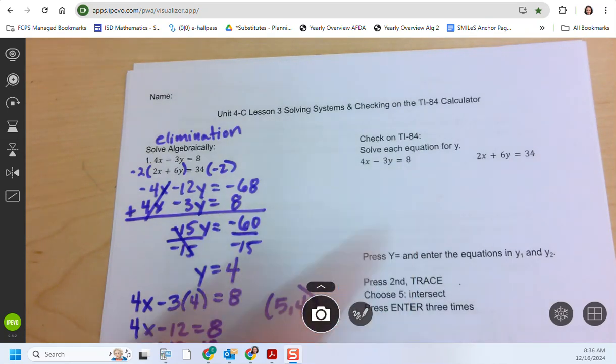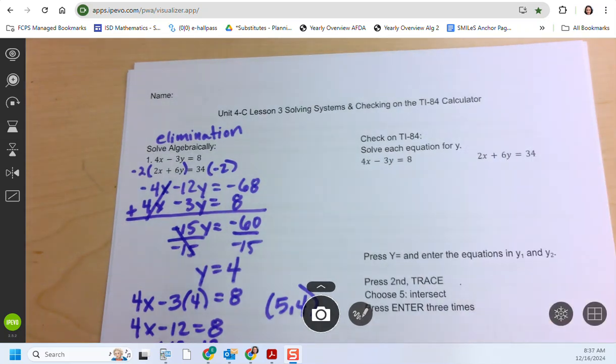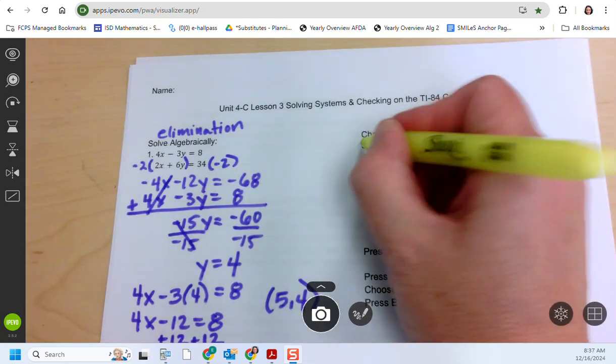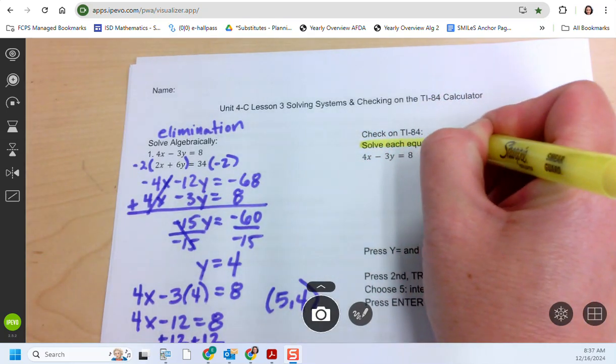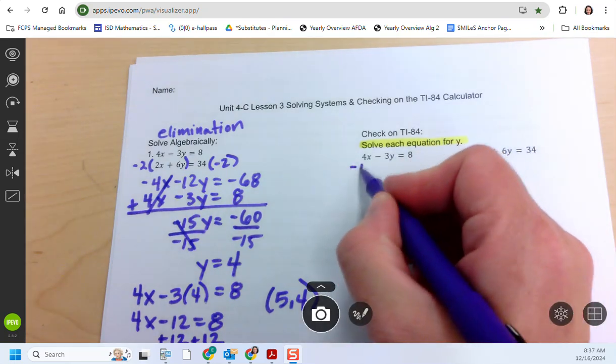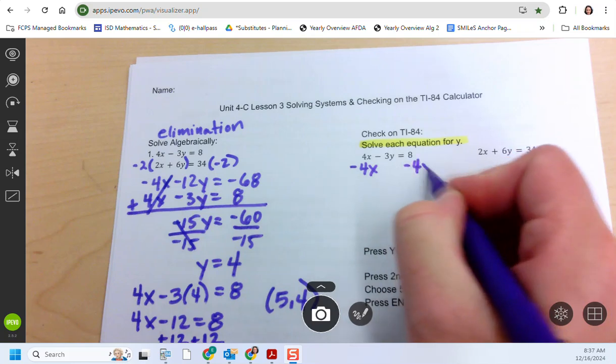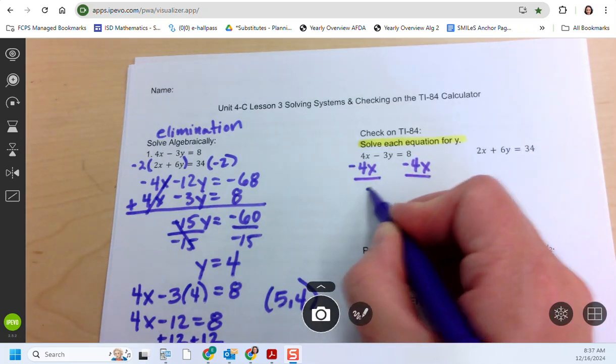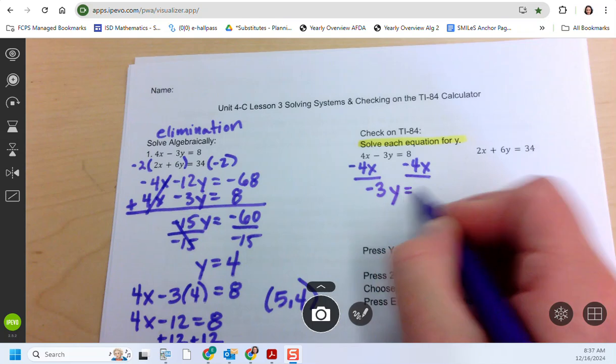To get this y by itself, I'm going to start by subtracting the 4x. I get negative 3y equals 8 minus 4x. And then I'm going to divide by negative 3. All right, to get y by itself, minus the 2x. 6y equals 34 minus 2x, and then divide by 6, and put parentheses on your numerator.